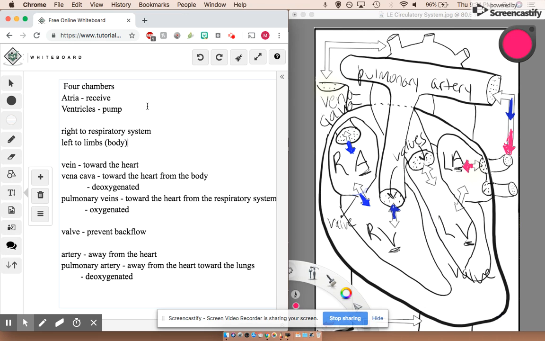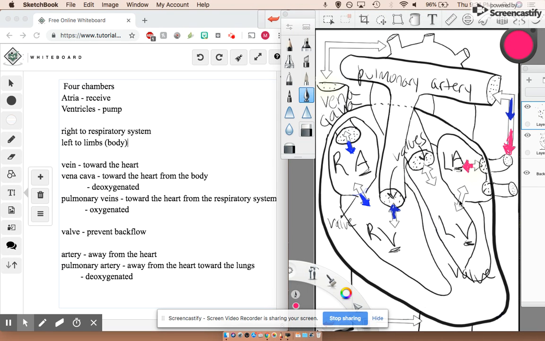Okay, so now we're oxygenated. We're on our way to the body, so it better be nice and fresh and full of blood. It goes through a valve that prevents backflow. The ventricle pumps it with all of its muscle up, out through another artery, and that brings blood away from the heart. And that artery is called the aorta.